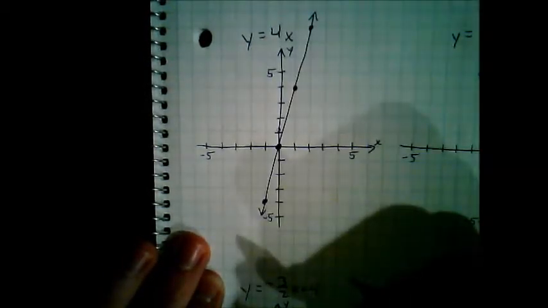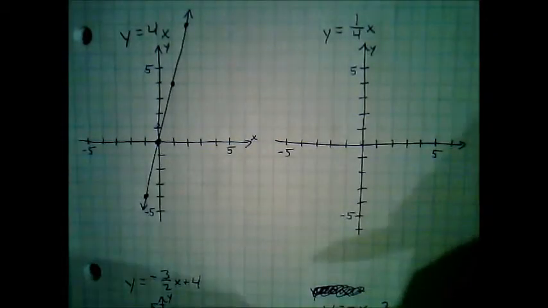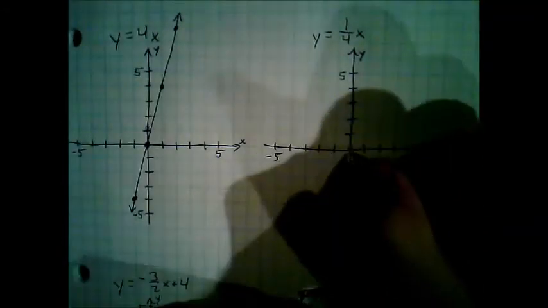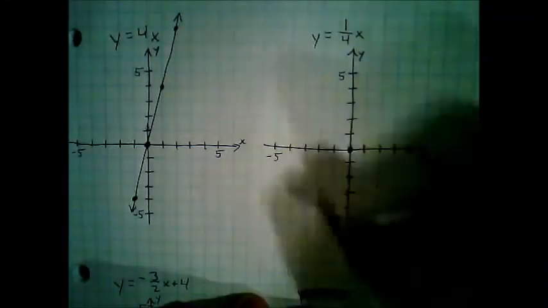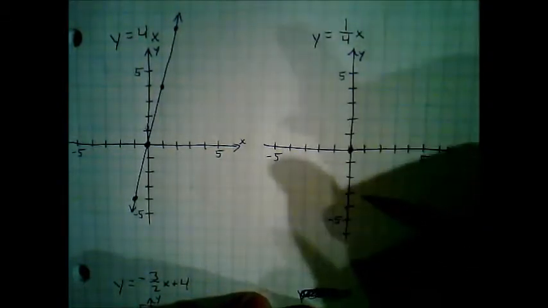Again, positive slope means our line's increasing. Okay, next one, y equals 1/4 x. So again, our y-intercept is 0, and our slope is 1/4.